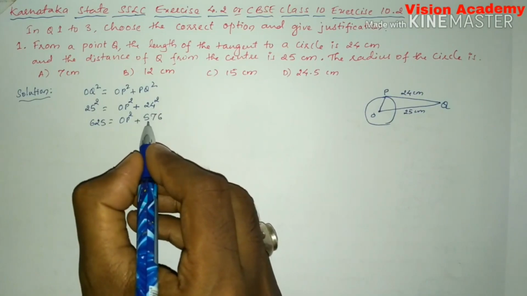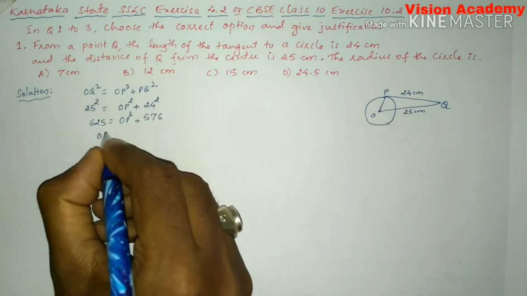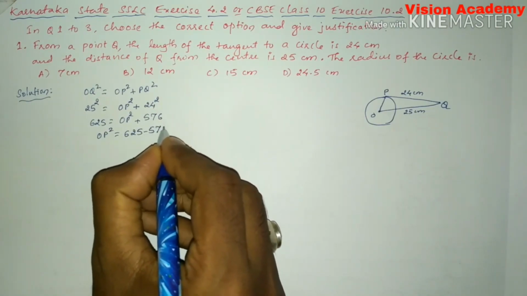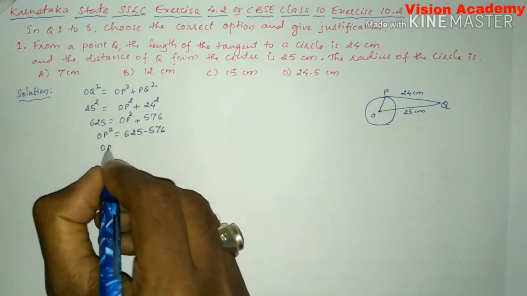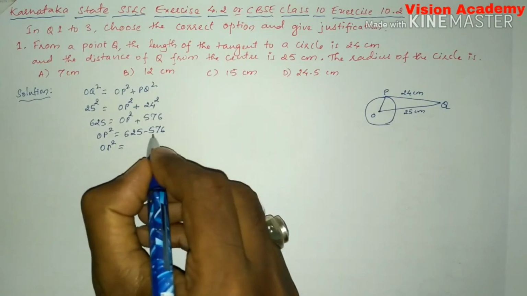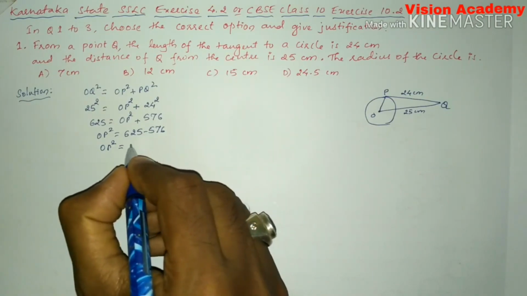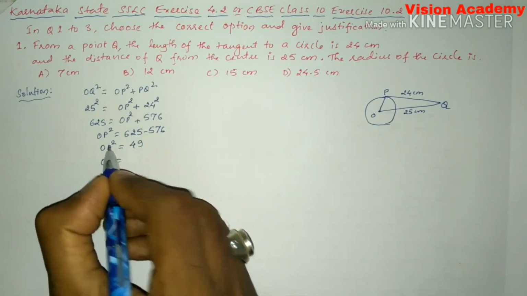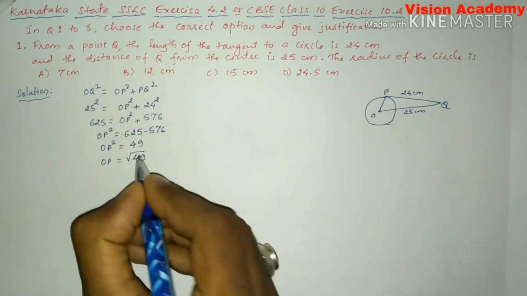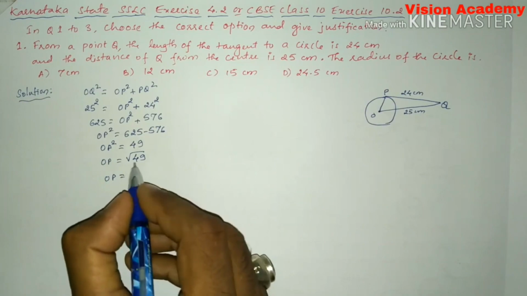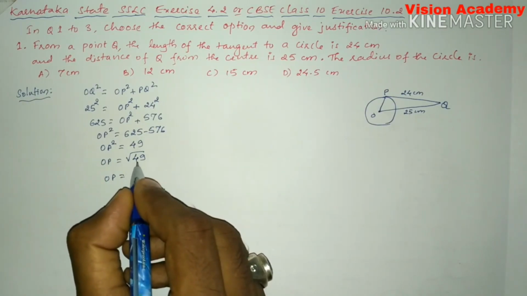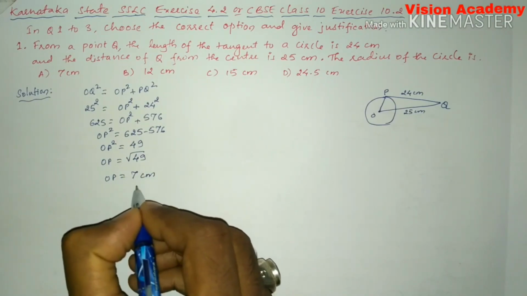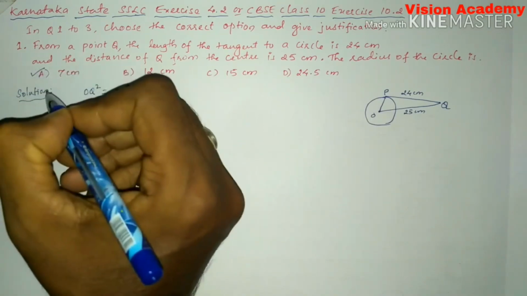Now transform this 576 from RHS to LHS. It will become OP square is equal to 625 minus 576, which gives us 49. Now OP is equal to, transform this square from LHS to RHS, it will become square root of 49. Now 49 is a perfect square, so once we take it out from the square root, it will become 7. So here OP is equal to 7 cm and the right option is A.